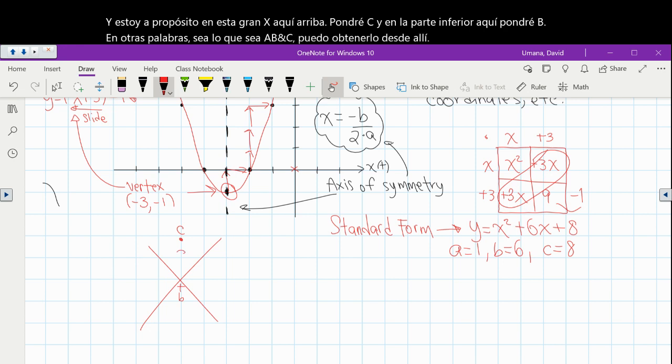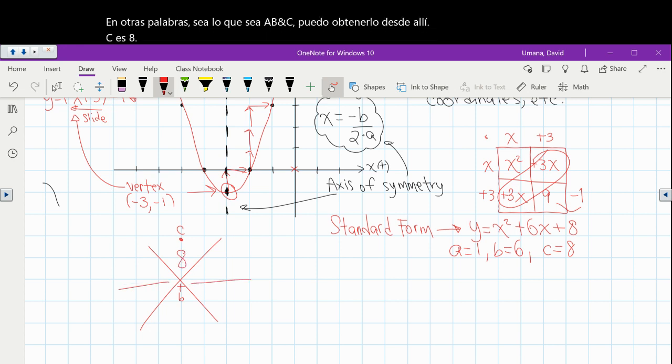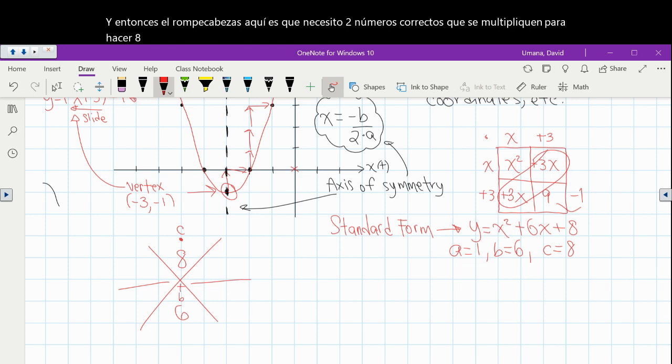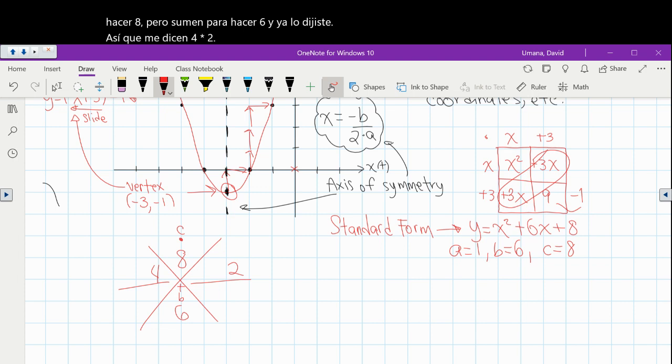C is 8. B is 6. And so the puzzle here is I need 2 numbers that multiply to make 8, but add up to make 6. And you already said. So I'm being told 4 times 2. And 4 times 2 is 8. 4 plus 2 is 6. Because both numbers are positive, I put it like this. Squeeze in there the X. Squeeze in here the X. And I end up with a brand new rule that looks like this.